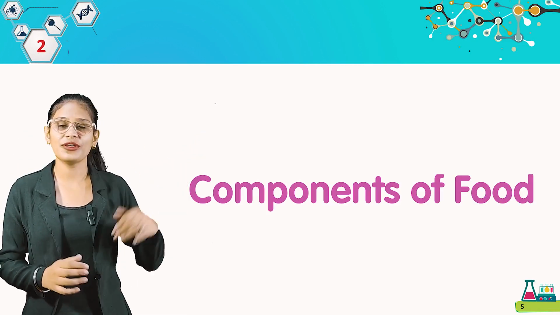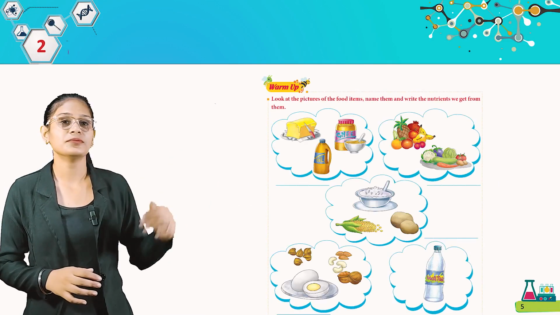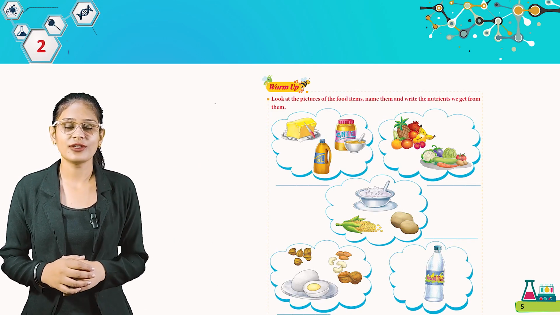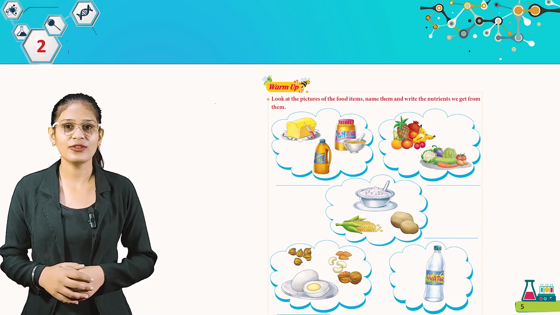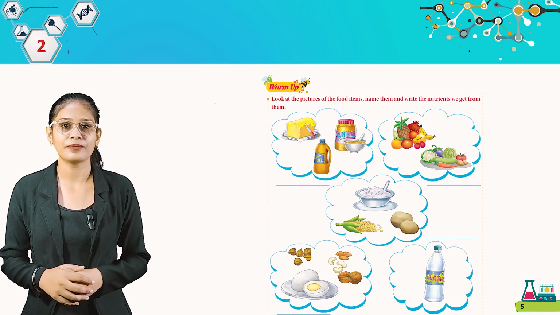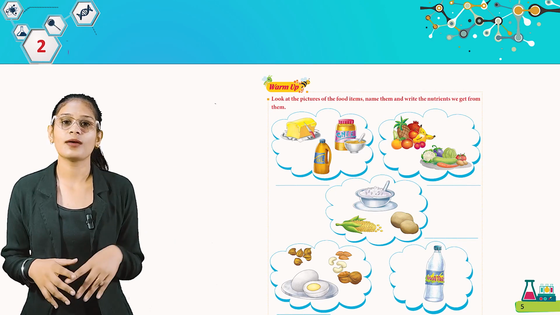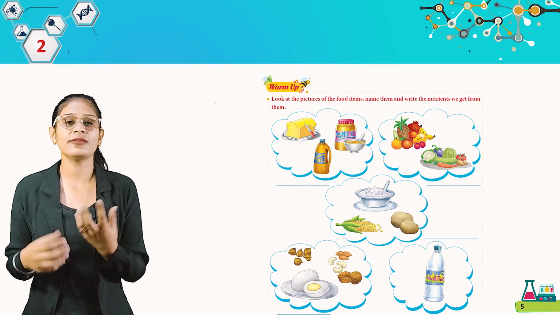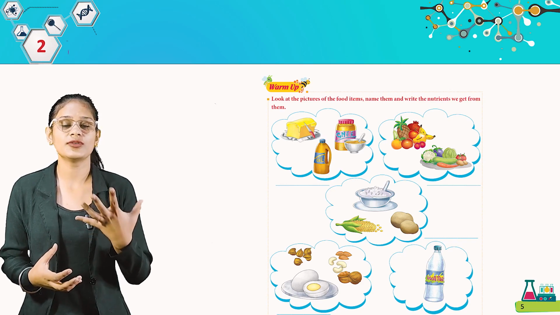Today we are going to discuss chapter 2, components of food. Warm up. Look at the pictures of food items, name them and write the nutrient we get from them. So students, look at the pictures. आपने इन pictures को देखकर ये लिखना है कि इन food items से आपको कौन सा nutrient मिलता है.